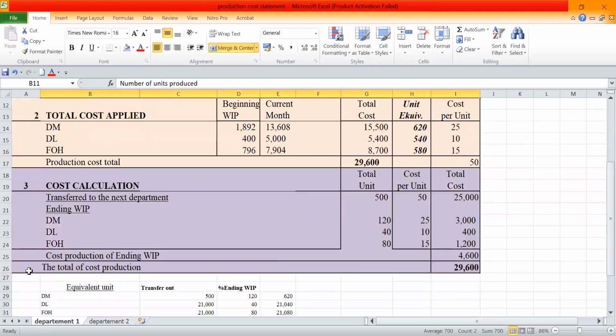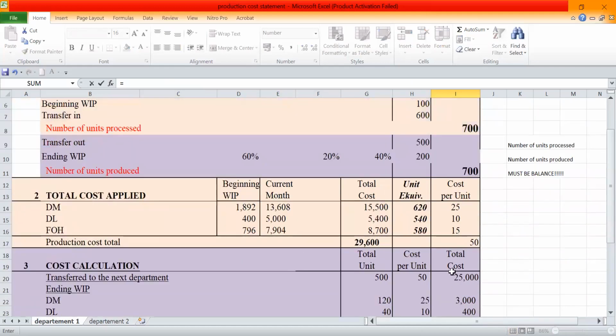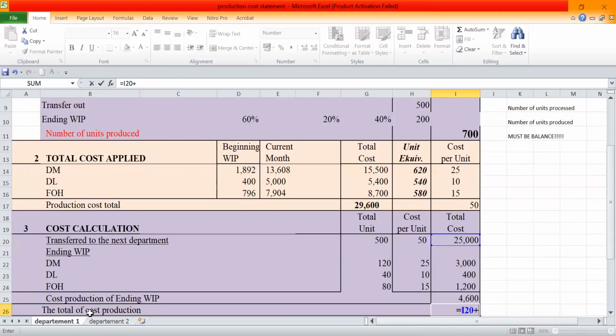Again, how much is the total rupiah amount of the number of units produced in here? 700 units. Yeah, we just add this number, the transfer out unit amount of 25,000, with the rupiah amount of the ending work in process.